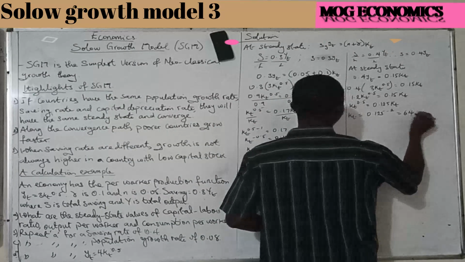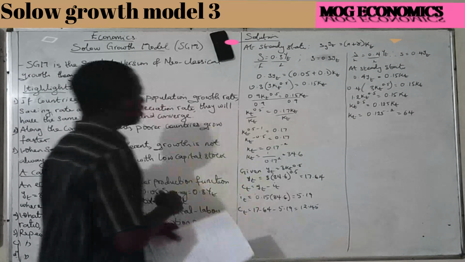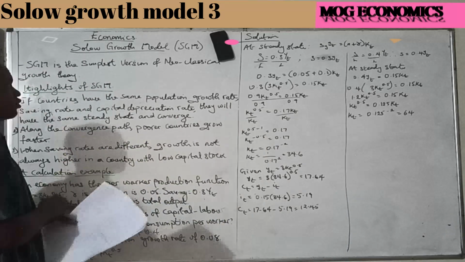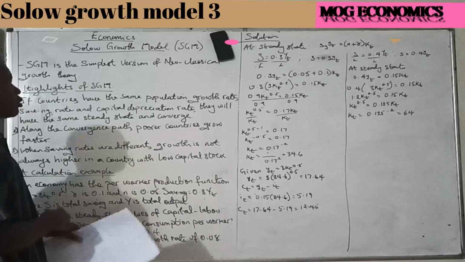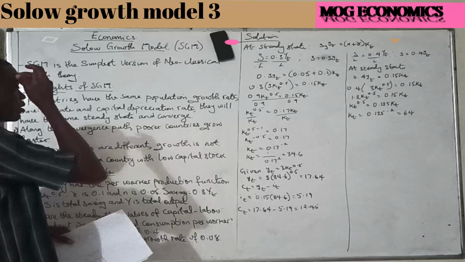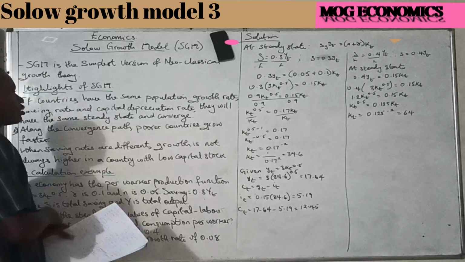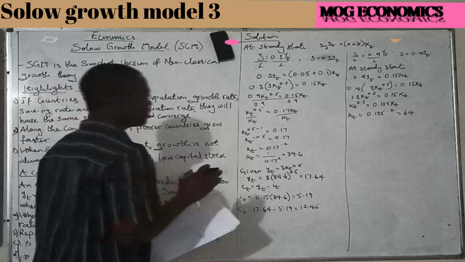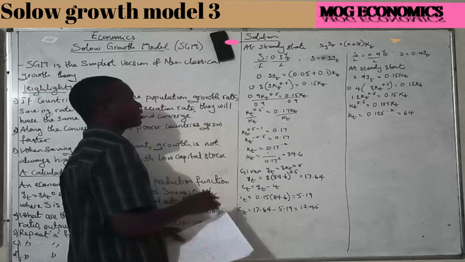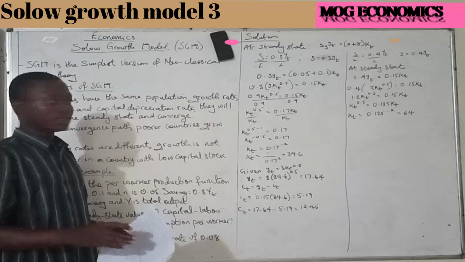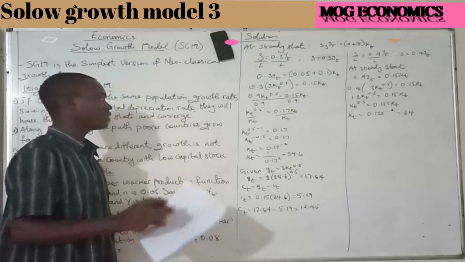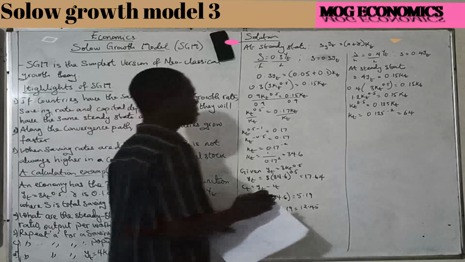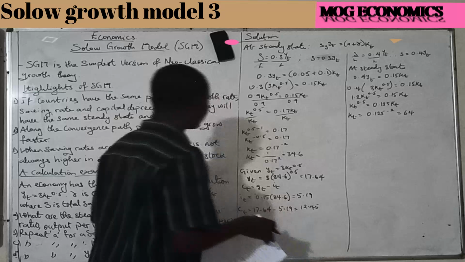So you can see that, theoretically speaking, this is correct. When saving increased from 30% of income to 40% of income, we can see that the capital per worker also increased. Do you understand? The steady state capital per worker also increased, which aligns with what we've been learning. Then the next thing is for us to calculate YT.